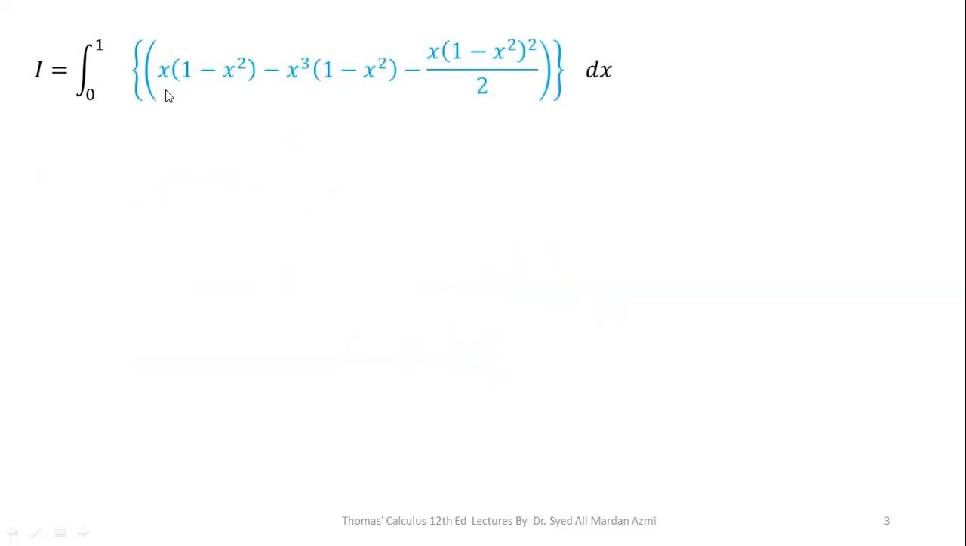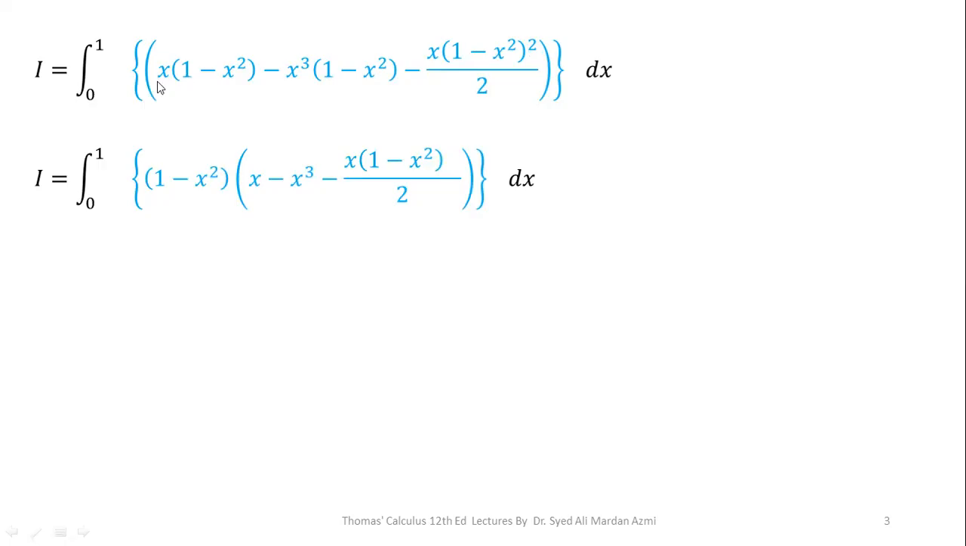Now, in the next step, I will start the process of simplification. You can see in each term, you have 1 minus x squared common. In the first term, in the second term, and in the third term. So you can take 1 minus x squared common. So from the first term, we have x. From the second term, I have x cubed. And from the third term, when I take 1 minus x squared common, I am left with only power 1.